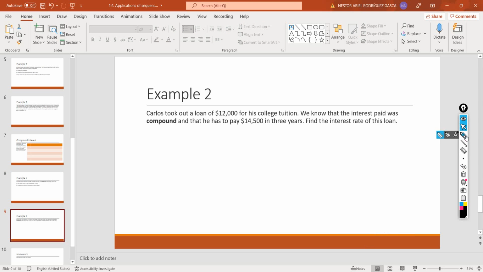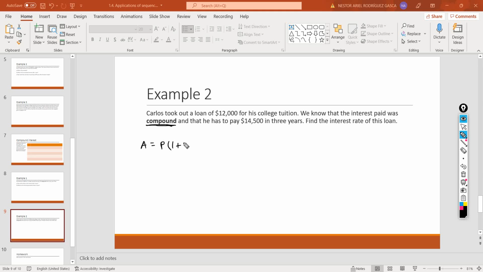Now example number 2, Carlos took out a loan of $12,000 for his college tuition. We know that the interest paid was compound. So there you go again, we were talking about compound interest. And that he has to pay $14,500 in 3 years. Find the interest rate of this loan.